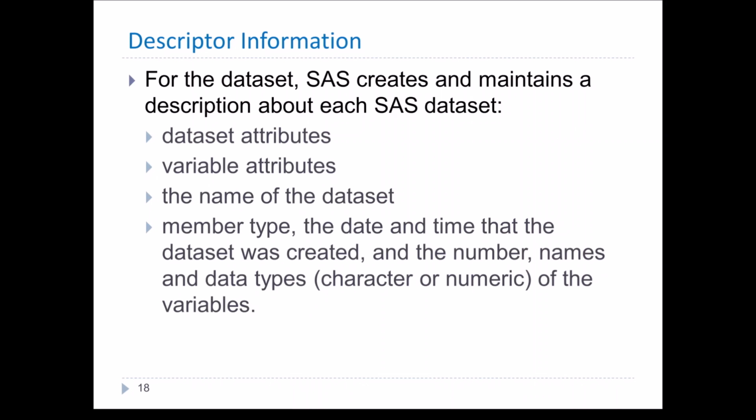Now, let's talk about descriptor information. For the data set, SAS creates and maintains a description about each data set. This includes the data set attributes, variable attributes, the name of the data set, the member type, the date and time that the data set was created, the number, names, and so forth. So remember when we talked about the SAS7bdat file, this is all the stuff that's stored in that file. Once we create a data set, we create that file. All of these attributes and things, these descriptors, are stored in that file.